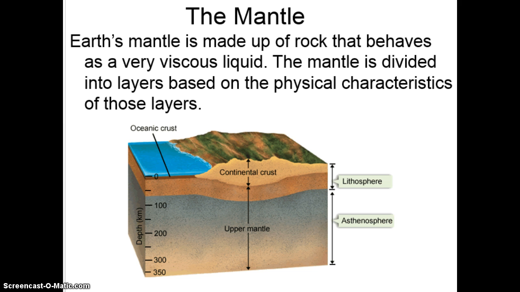If you look at the diagram below, you will see that the oceanic crust is to the left and the continental crust is to the right. You will also see right underneath the crust is the upper mantle. You should also notice that the upper mantle is about 350 kilometers deep. If you look to the right of your diagram, you will see that the lithosphere is made up of the crust and the upper mantle, and the asthenosphere is located right underneath the lithosphere.